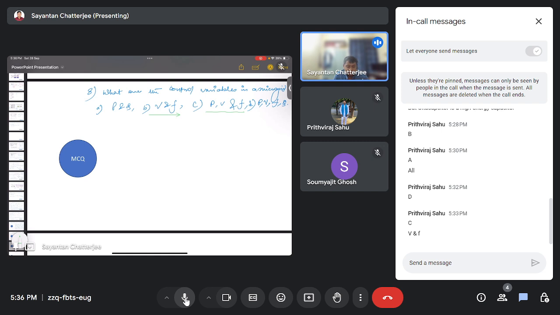What are the control variables in a microgrid? P and Q, V and F, PV and F, PV, F and Q. Yes, D is the correct answer. D is the right answer.